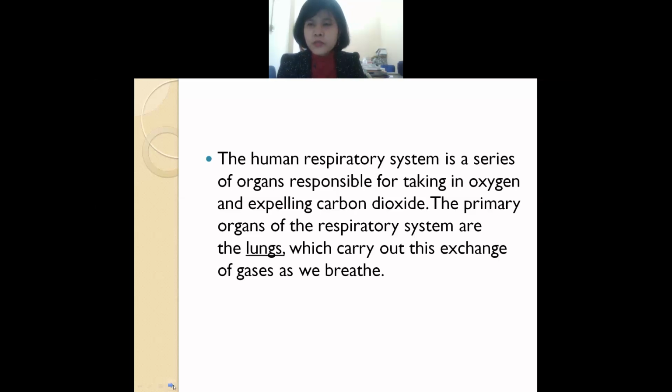So in the human respiratory system, what does it mean? When you breathe in, oxygen comes in, and when you breathe out, what comes out? That is carbon dioxide. So there is exchange of gas. Exchange of gas occurs in this respiratory system. So who is responsible? Who takes part in respiration? The lungs. Understand? In the lungs, what happens? There is exchange of gas.